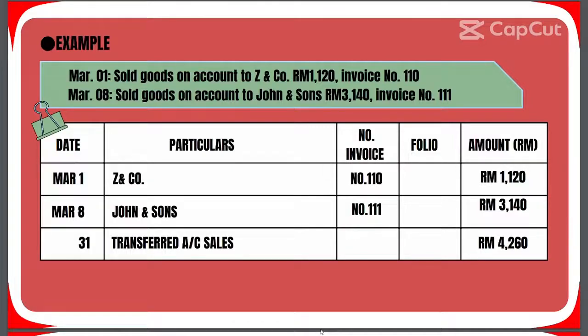Then after you fill in all the transactions, the last step is the total of the transferred account sales. You have to fill in the date 31 and the amount, which is 4,260 ringgit.